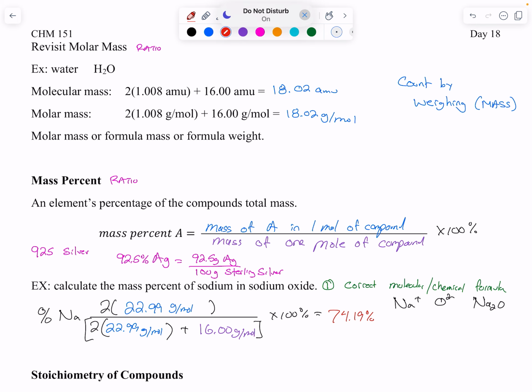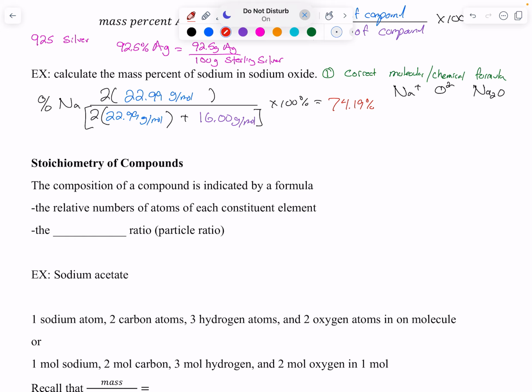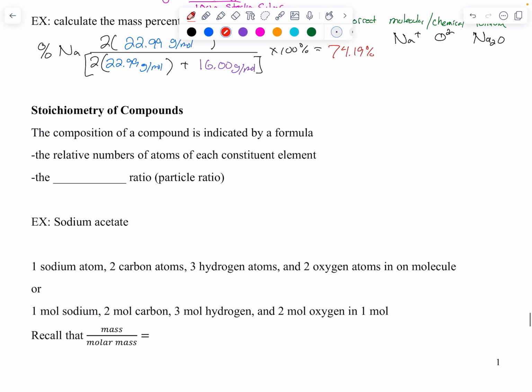All right, next, compounds. All right, stoichiometry of compounds. The composition of a compound is indicated by a formula. All right, it's the relative number of atoms of each constituent element. All right, it's the mole ratio.